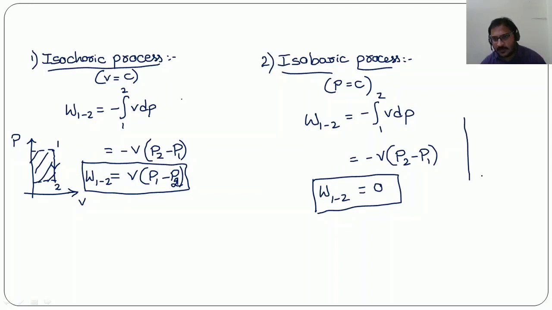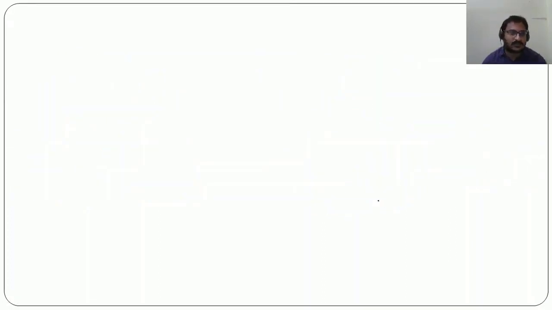So let me draw the PV diagram to make you understand why it is 0. On the PV diagram, if you consider a horizontal line, you are going to get from 1 to 2 like this. So the area under the PV diagram, you are getting a point here. A point doesn't have any area and it will be 0. So that's why work done is 0 during isobaric process.